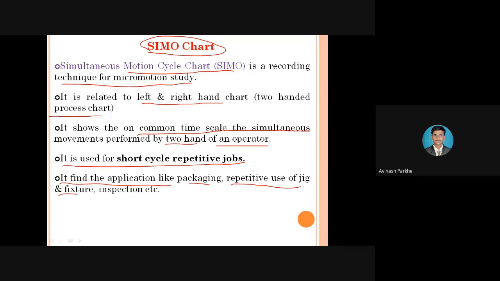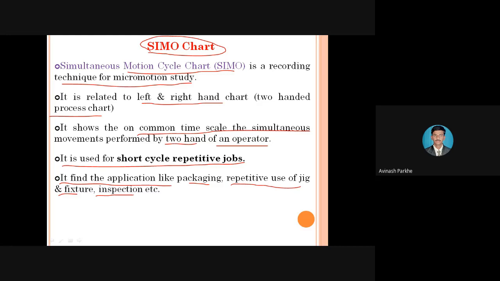Again, one more application is inspection. Inspection means checking the dimensions. If the product is manufactured and I have to go for inspection, I take the measuring equipment. Maybe I will take the vernier caliper, the scale, the micrometer, the screw gauge. Again and again, I am taking all those inspection devices for measuring purposes. That means here again repetitive movements are taking place.